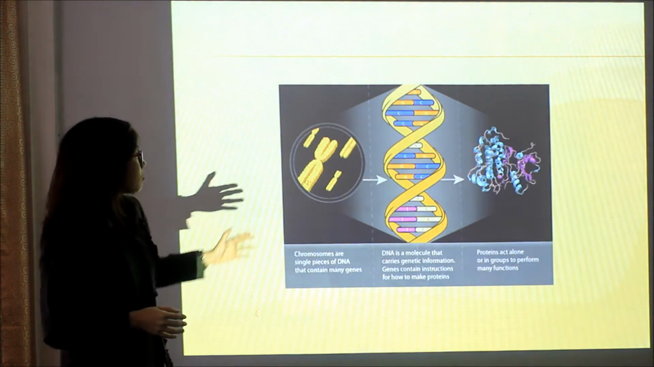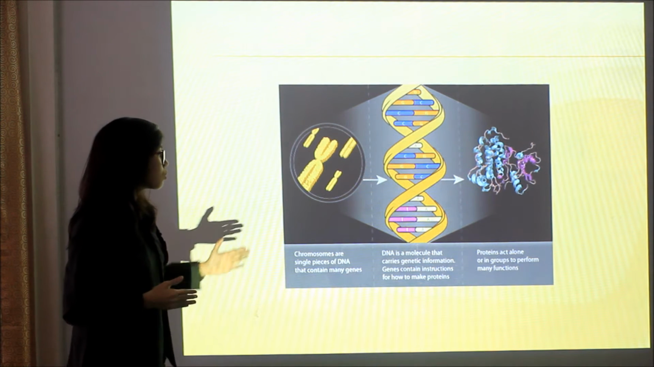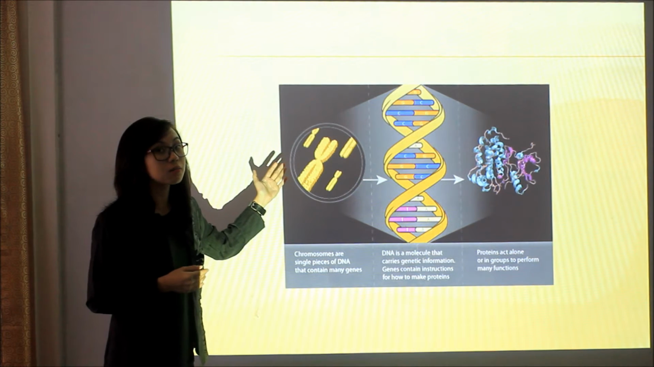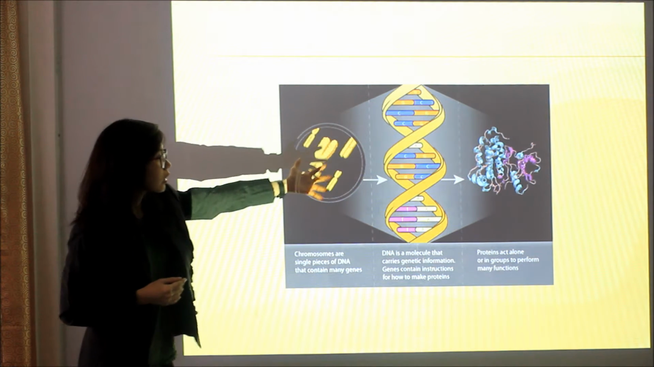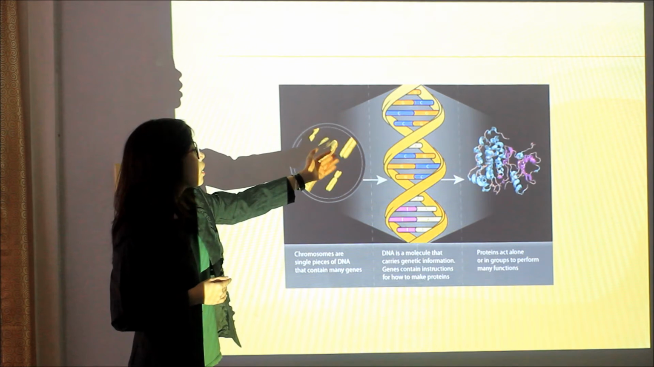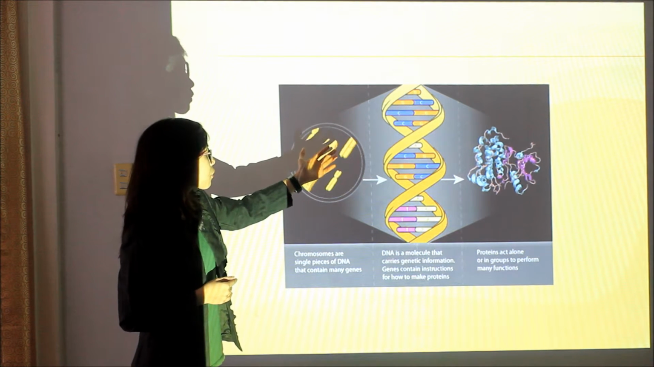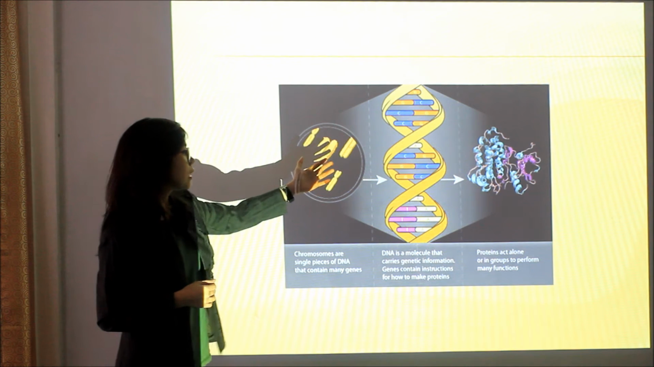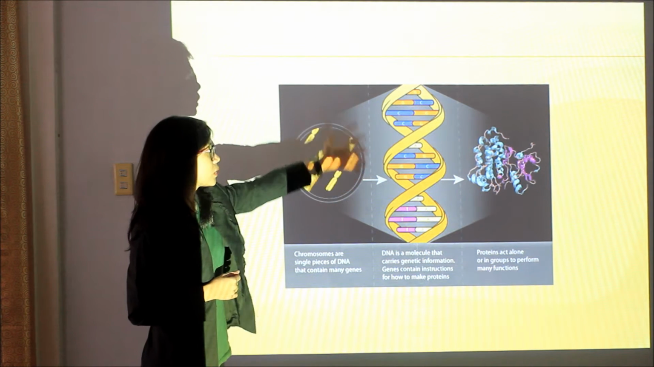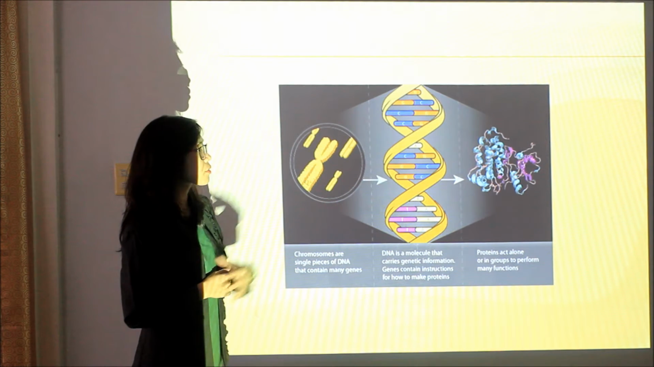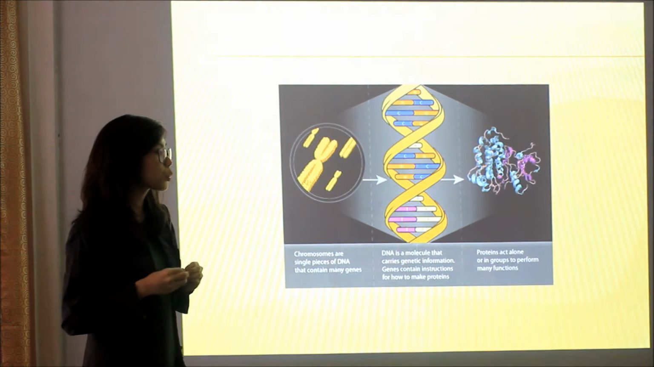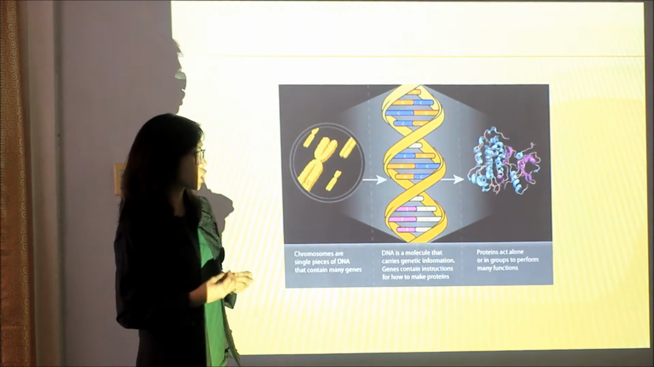So this first diagram represents chromosomes, which are single pieces of DNA that contain many genes. In the second diagram, DNA is a molecule that carries genetic information. So genes contain instructions for how to make proteins. And then on the third diagram, proteins act alone or in groups to perform many functions.